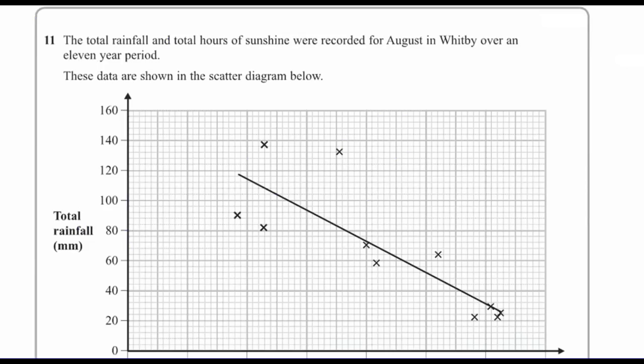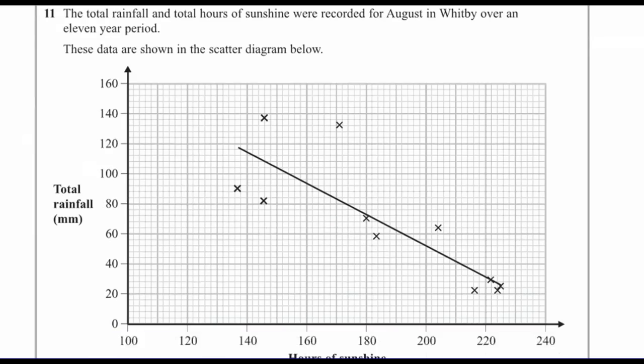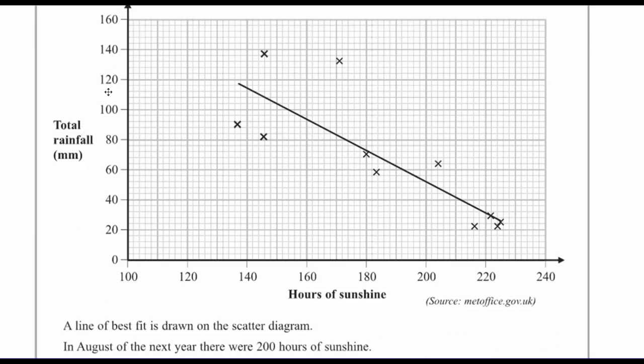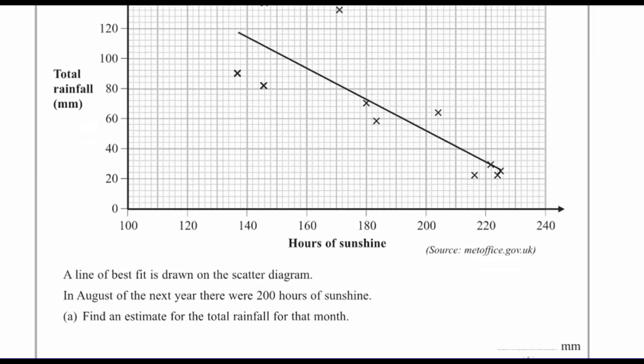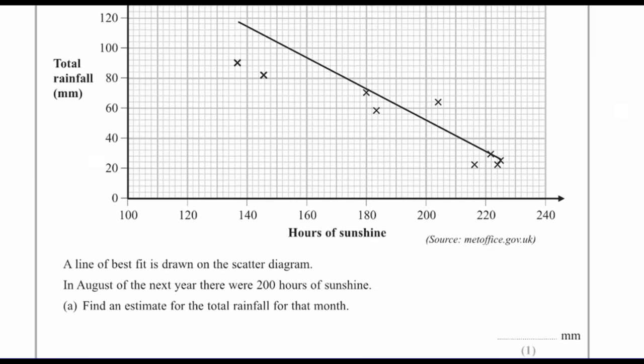Okay. Question 11. The total rainfall and total hours of sunshine were recorded in August in Whitby over an 11-year period. These data are shown in the scatter diagram below. So we've got total rainfall at the side and hours of sunshine across the bottom. The line of best fit is drawn on the scatter diagram. In August of next year, there were 200 hours of sunshine. Find an estimate for total rainfall.